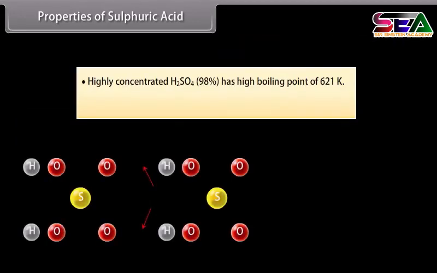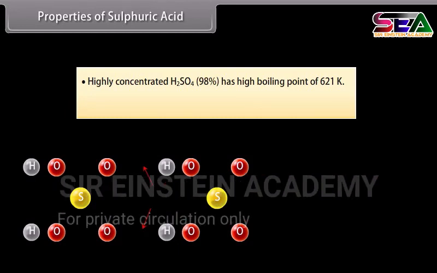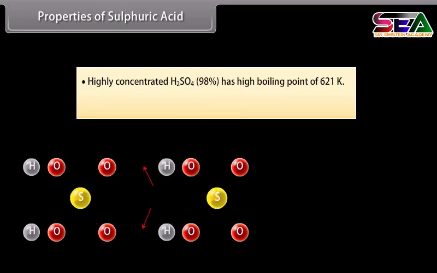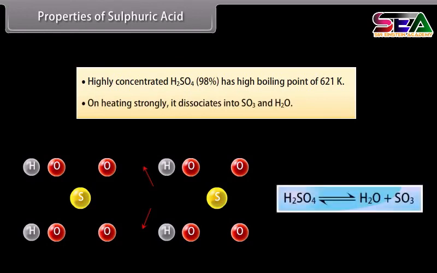Highly concentrated H2SO4 has a high boiling point of 621 Kelvin. It shows that H2SO4 has an associated structure due to hydrogen bonding. On heating strongly, it dissociates into SO3 and H2O.